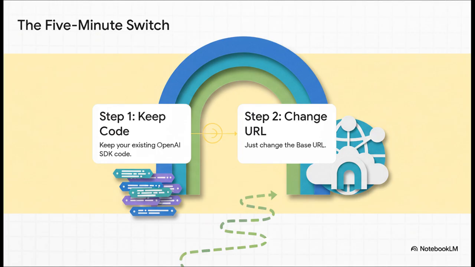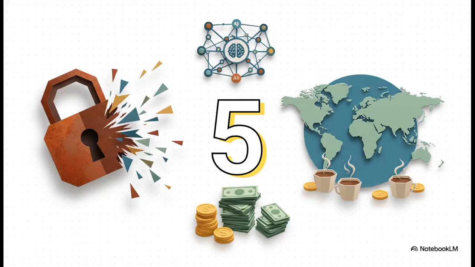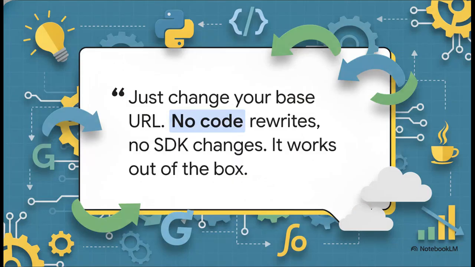Step 1, don't touch your code. Seriously, leave your existing OpenAI SDK code exactly as it is. Step 2, you change one line, the base URL. That's it. You just point it to the new gateway address and boom, you're done. No, I'm not kidding. We are literally talking about a 5-minute migration. You can go from being completely locked into one provider, one price, to having this whole world of AI models at your fingertips in less time than it takes to brew a pot of coffee. It's wild.